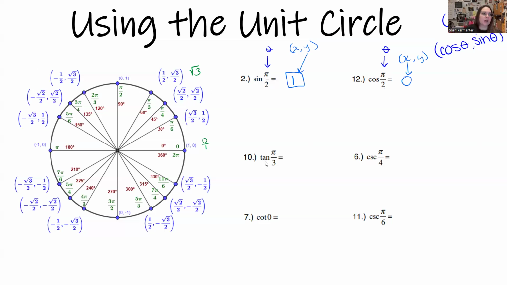Let's keep going. So tangent of pi over 3. Pi over 3 goes with 60 degrees, and I always remember because these are opposites. So pi over 3 goes with 60. Pi over 6 goes with 30. They're not the same. So pi over 3.